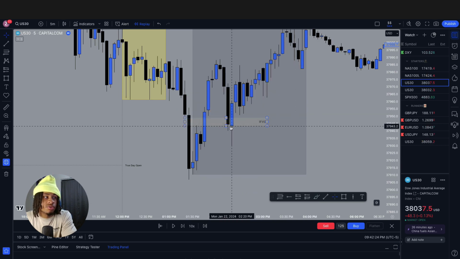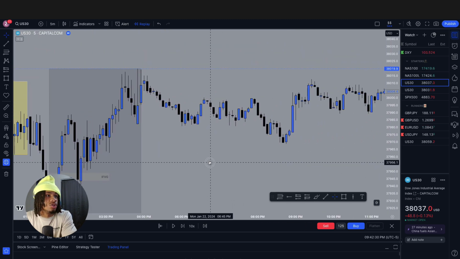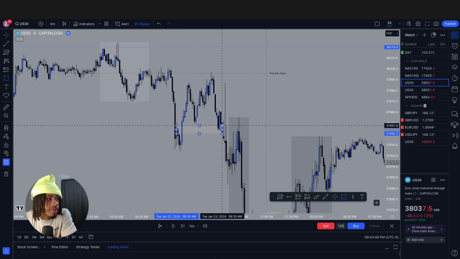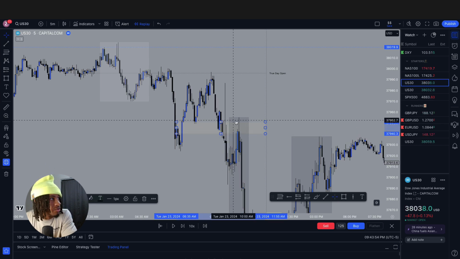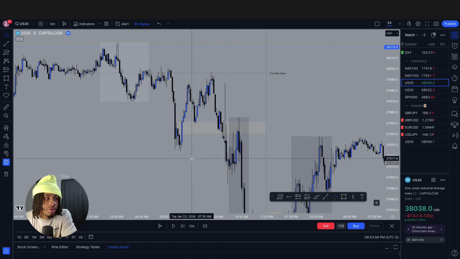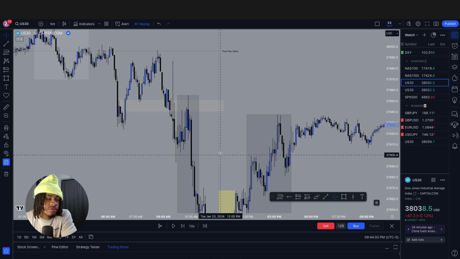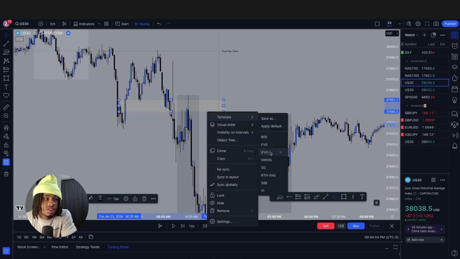And we see how the bodies respect this inefficiency as well. Now let's go ahead and move on to another example. Okay, so we can use this as an example right here. We had this inefficiency here, and then we have volume imbalances and wicks and all type of nasty mess in here. But look at how price comes and reacts off of this inversion fair value gap. Let's roll on to another example.